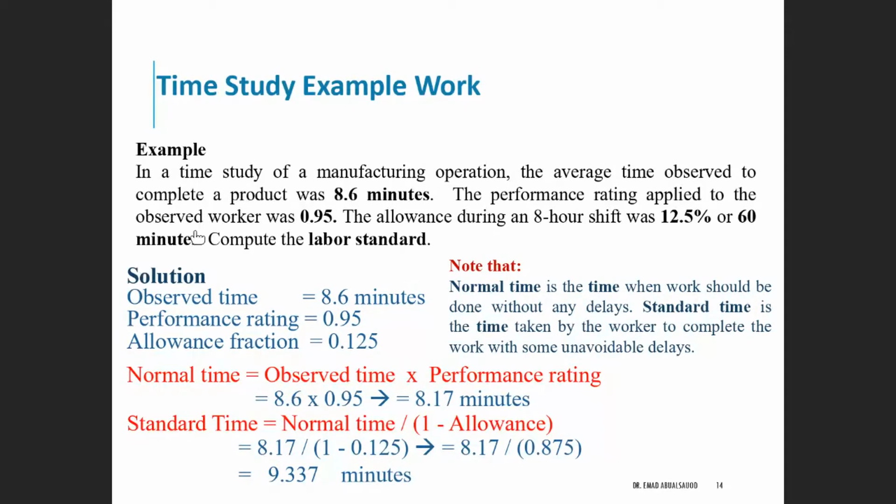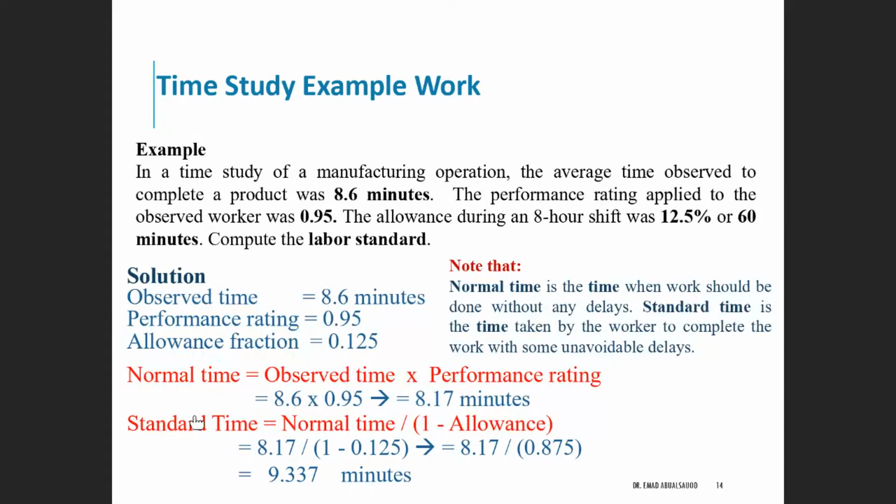All the given information here was listed. The observed time was 8.6, as we said. The performance rating is 0.95. The allowance for the delays is 12.5%, so you use the fraction. Okay, how do we calculate the normal time? The normal time equals the observed time times the performance rating. So you multiply those two first, and that will be 8.17. This is the normal time, without any delays.